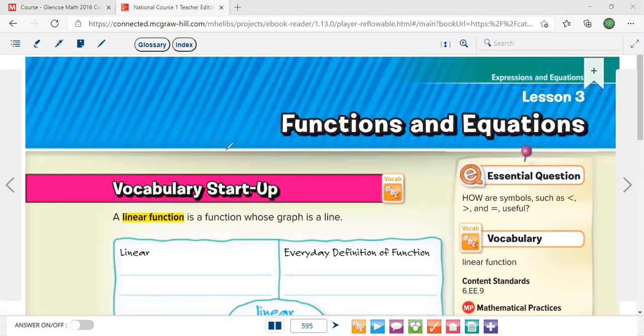What does it mean linear? A linear function is a function whose graph is a line. So if the graph of the function is a line, we call it linear function. We will also learn how to graph. We will remember because we have learned all of these stuff before.